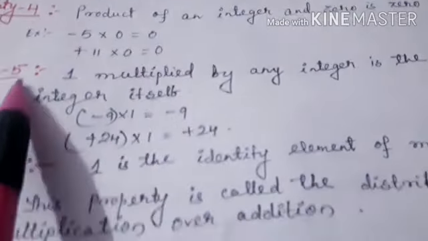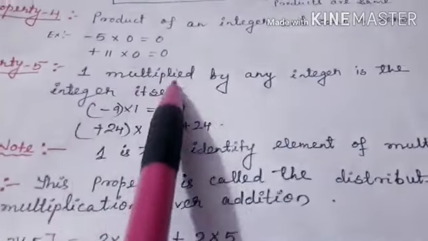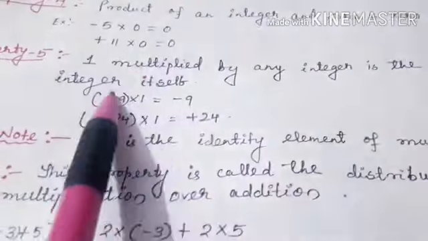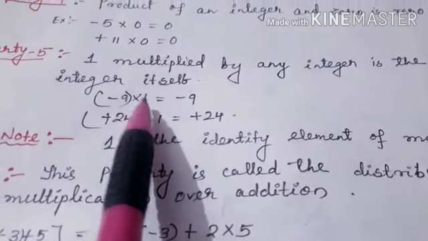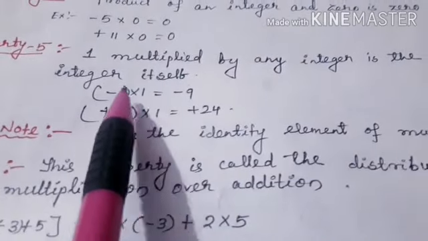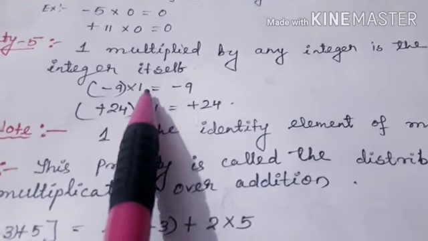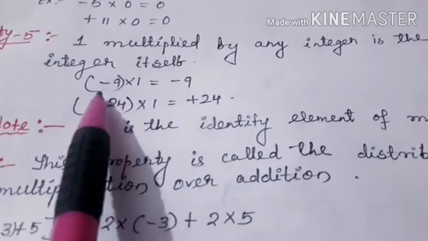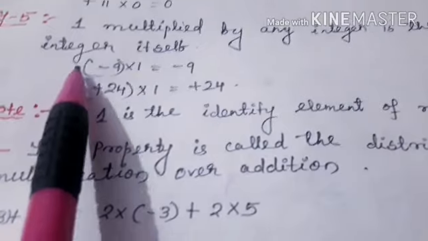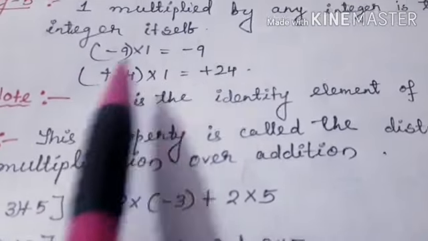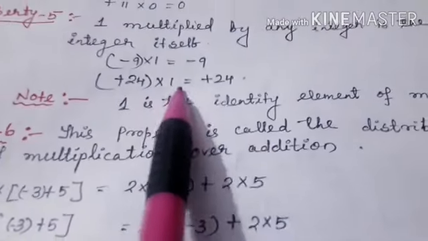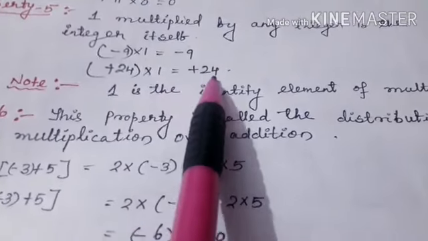Then property 5: 1 multiplied by any integer is the integer itself. It means when you multiply 1 with any integer, you will get the integer itself. Suppose I take one example, minus 9 into 1 is equal to minus 9, plus 24 into 1. What will we get? Plus 24.